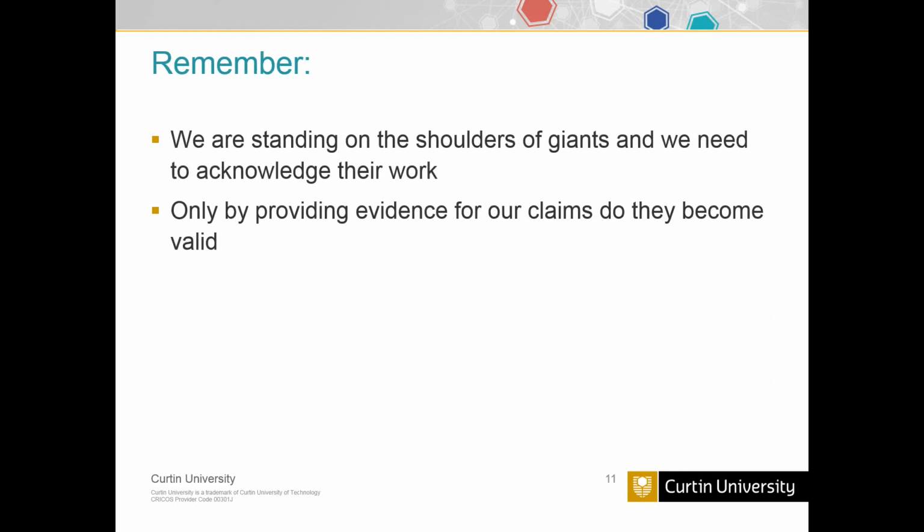So when it comes to referencing and citing, remember that we are standing on the shoulders of giants, and we need to acknowledge the work of those giants. But also from a personal perspective, only by providing evidence for your claims through citing and referencing correctly do those claims become valid.